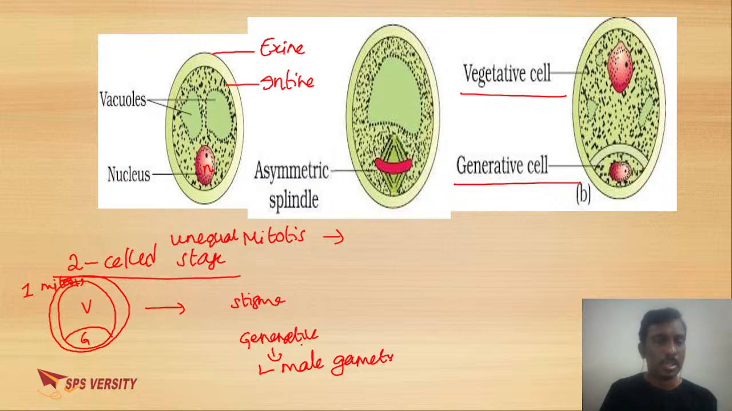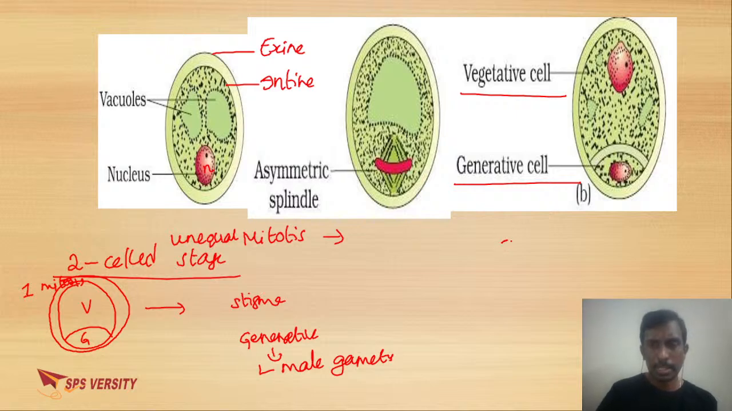the generative cell. That means in such plants where the pollen grains are shed at the two-cell stage, the development of the pollen grain takes place partially inside the anther as well as partially outside the anther. So this is called the development of the male gametophyte.